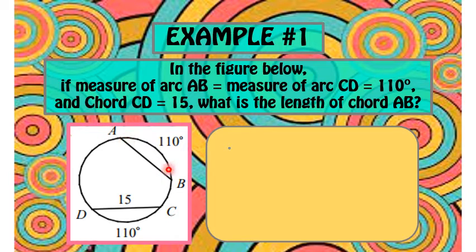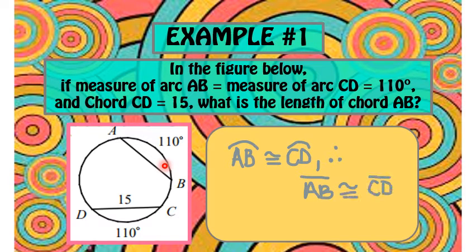The segment AB that corresponds to arc AB, and the segment CD, which corresponds to arc CD, are going to be congruent as well because the arcs are congruent. So if the arcs are congruent and the segments are congruent, and we're told that this segment, or chord, is 15, then clearly this other segment, or chord, will also be 15. So arc AB is congruent to arc CD. Therefore, segment AB is congruent to segment CD. If segment CD is equal to 15, then AB is also 15.